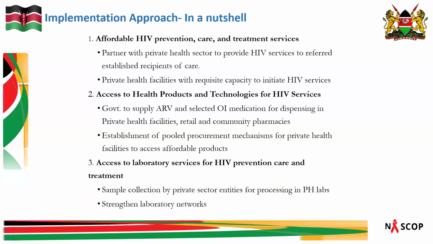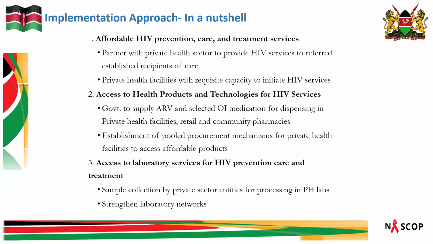So what is the implementation approach? Number 1 is to ensure we have affordable HIV prevention, care and treatment services. And this is through the partnership with the private health sector to provide HIV services to referred established recipients of care. Here we are not referring to the people living with HIV as patients. UNAIDS guides that we can use some common terms which are acceptable, and this is the recipient of care. This is what you shall see in the whole document, abbreviated ROC.